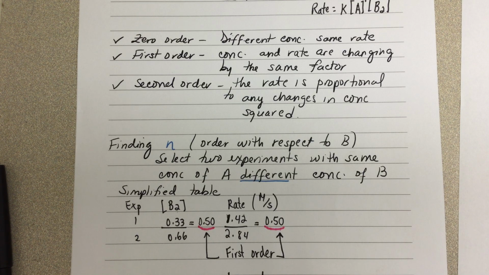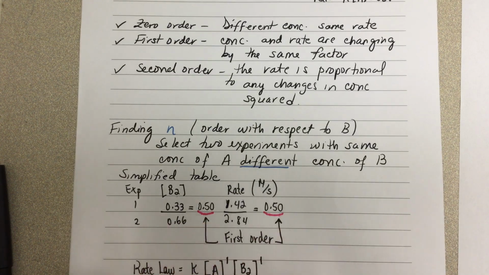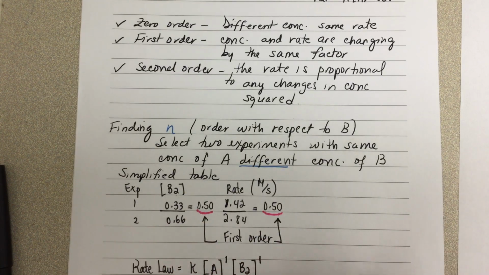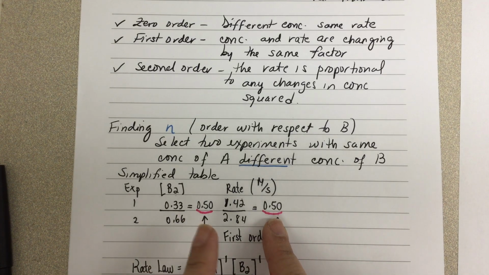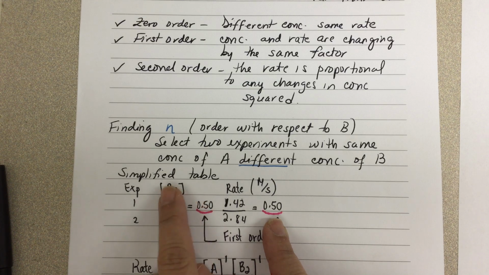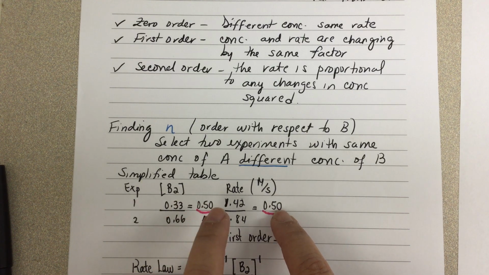Now, if those two numbers are not the same, the next step is for you to check if you have a second order. What you're going to do is square this number. If you square the number that you're getting for the concentration and you get the same number that you have for the rate, it means that your exponent is going to be 2, because it's going to be a second order.